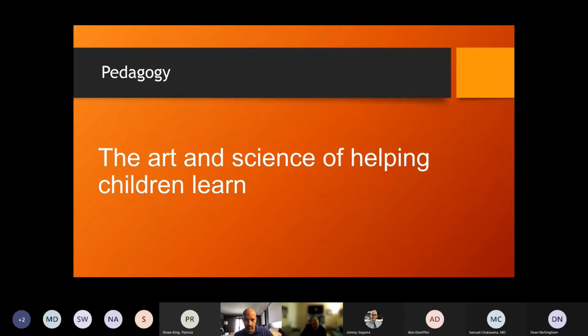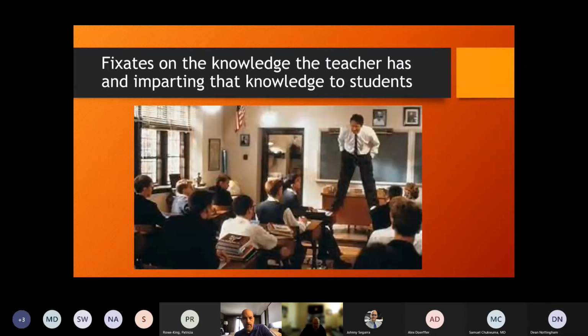So pedagogy, by definition, is the art and science of helping children learn. And it's the classic teacher in the front of the room, students all sitting in the classroom listening. You're being spoon-fed information. We really fixate on the knowledge that the teacher has and imparting that knowledge into the students. And we've all done this in one way or another, whether it be when we were residents ourselves versus giving lectures to medical students or residents.